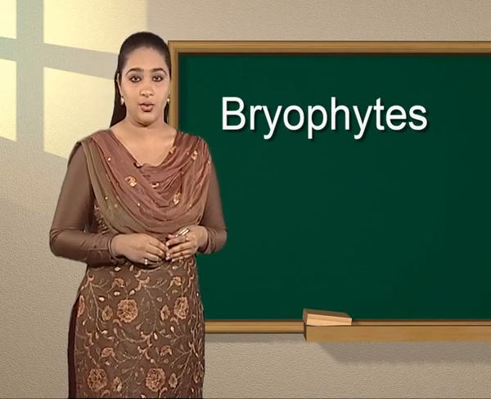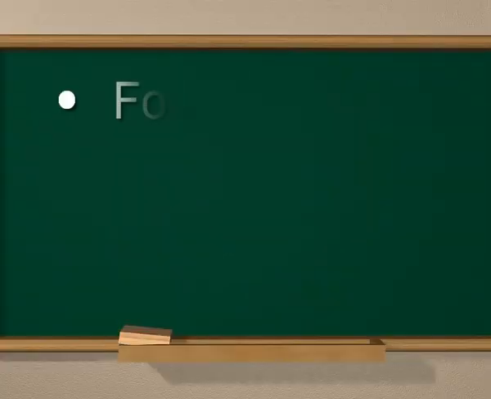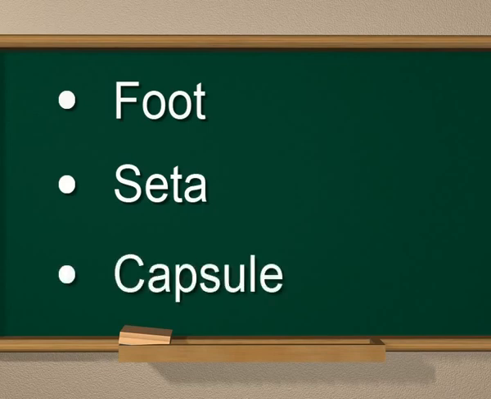My next question to all of you is, name the three parts of sporophyte. And the answer of this question is, sporophyte consists of three structures. Number one is foot, second is seta and the third one is capsule.